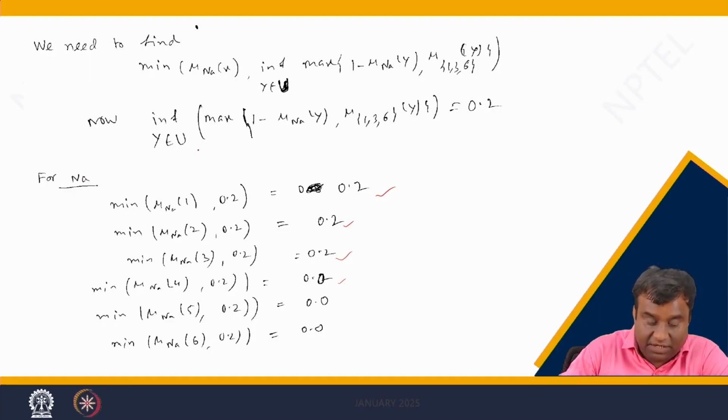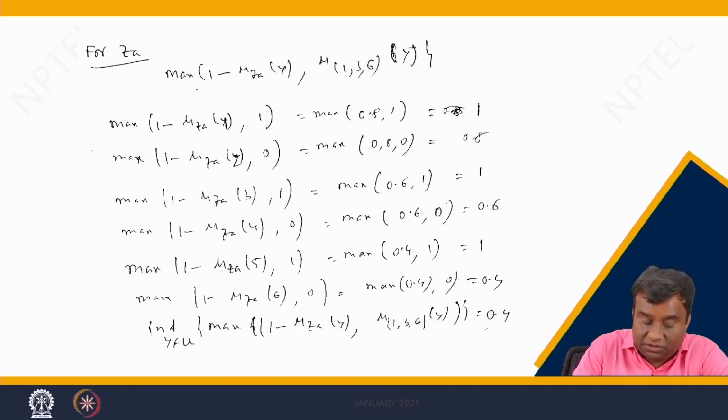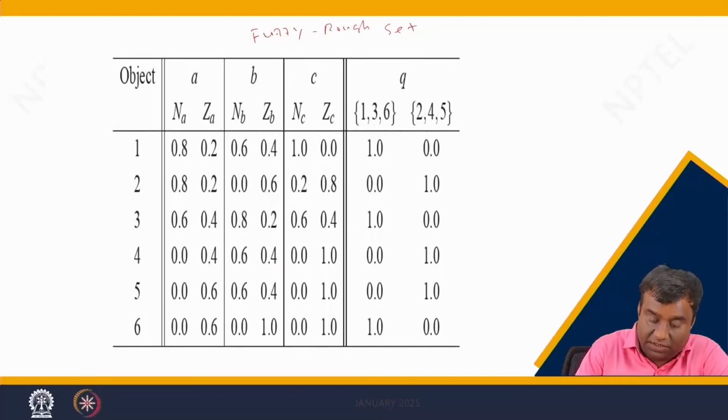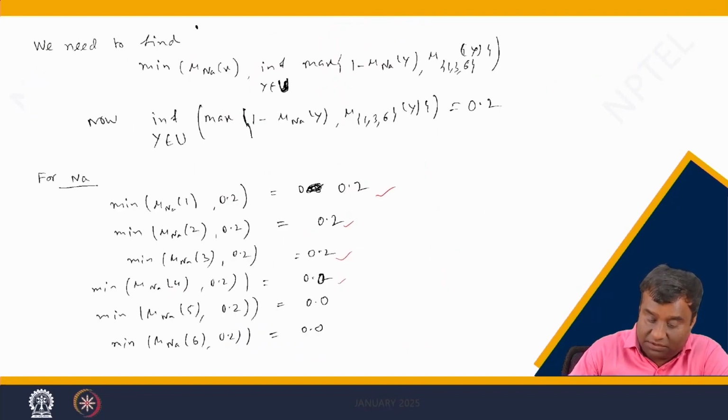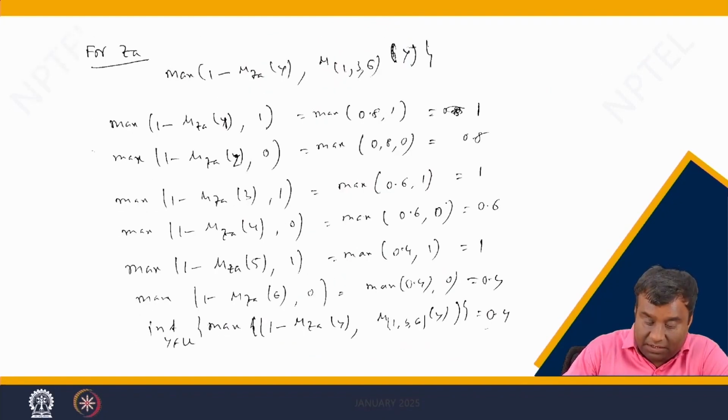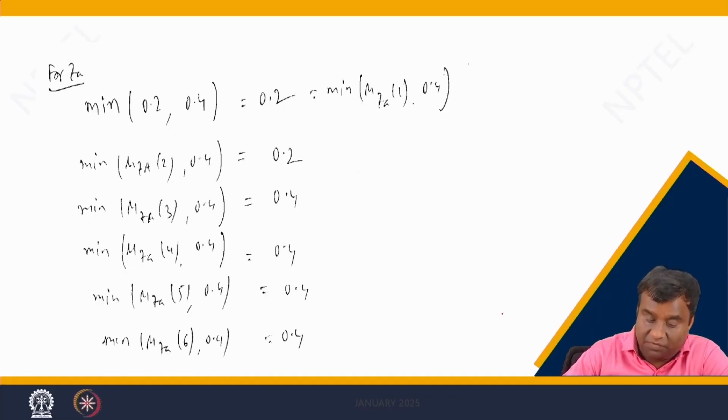Now we need to calculate the same thing for ZA. So ZA is also the same thing. Maximum of 1 minus mu ZY. So mu 136 Y, so 1 minus mu ZA1. So check the value of ZA1. So for ZA1 the value is 0.2. So here you will get 1 minus 0.2, so that is 0.8 and 1. So the maximum value is 1. Here also the maximum value is 0.8. So it is also 0.6, 1. So it is 1, then 0.6, 0.6. So here the infimum value is 0.4, and here also the infimum value is 0.4.